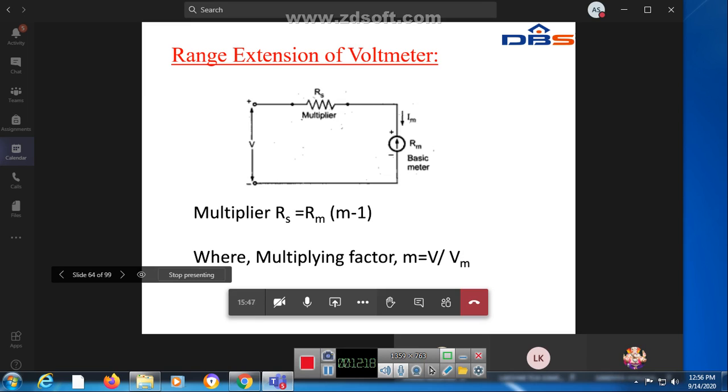RS equal to RM into M minus 1, where M, the multiplying factor, equals V by Vm. V is the supply voltage that you have given, and Vm is the meter voltage. At that time the multiplying factor M equals V by Vm.